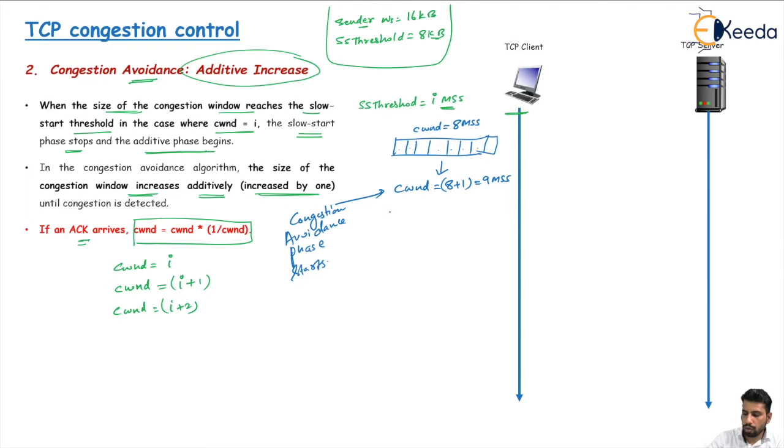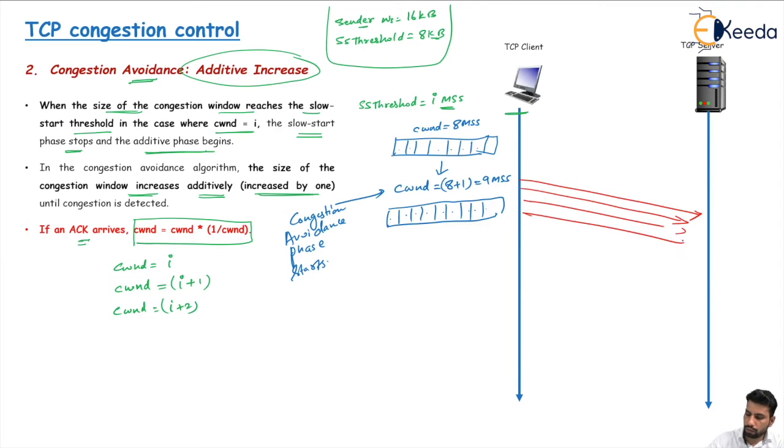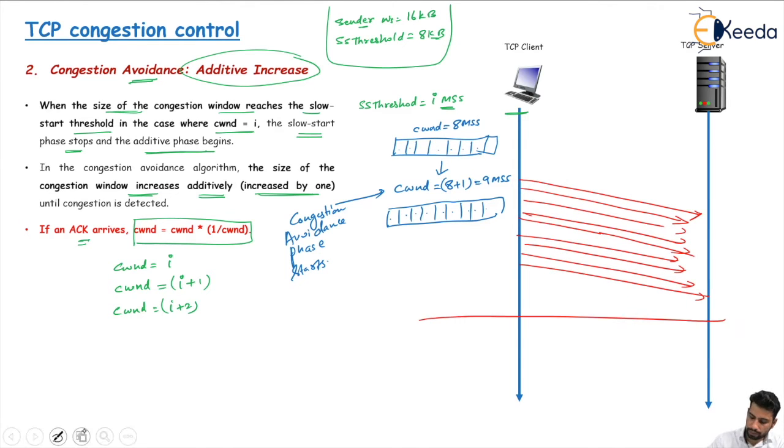Now our congestion window contains 9 segments, 1 2 3 4 5 6 7 8 9, and we will send this window. This window contains 9 segments, 9 MSS. And for example, up to here this window is sent completely, and all the acknowledgements are received successfully.